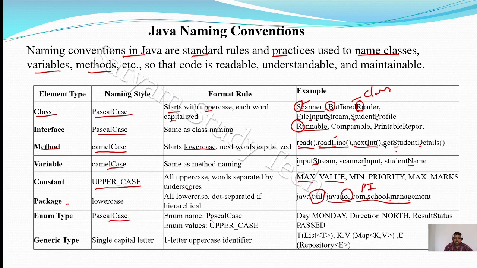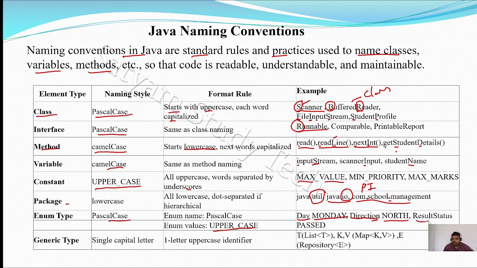Here you can see the Pascal case enum name. This is the enum name Day, but the enum value is uppercase. You can see the enum value MONDAY is uppercase. For example, Directions: the direction is the name of the enum. Here the value is NORTH, which is completely uppercase, right?